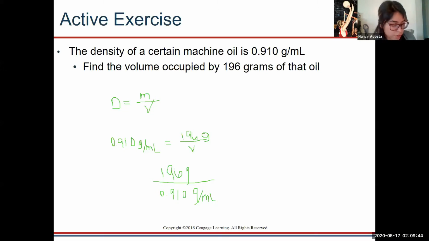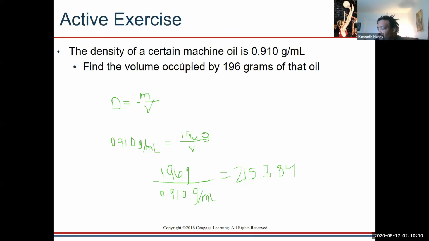Does anyone have a calculator? I do. My phone's updating and it's not letting me open. The answer is 215.3846154. I got stuck after the 3.